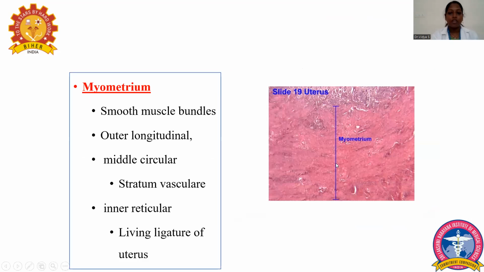Next is the myometrium. Myo means muscle, which consists of smooth muscle bundles in the middle layer of the uterine wall. It consists of two muscle bundles. One is the outer longitudinal bundle, then the middle circular bundle. In the middle circular bundle, you have a stratum vasculare, and the inner you have a reticular type of smooth muscle bundle fiber, which is the living ligature of the uterus.